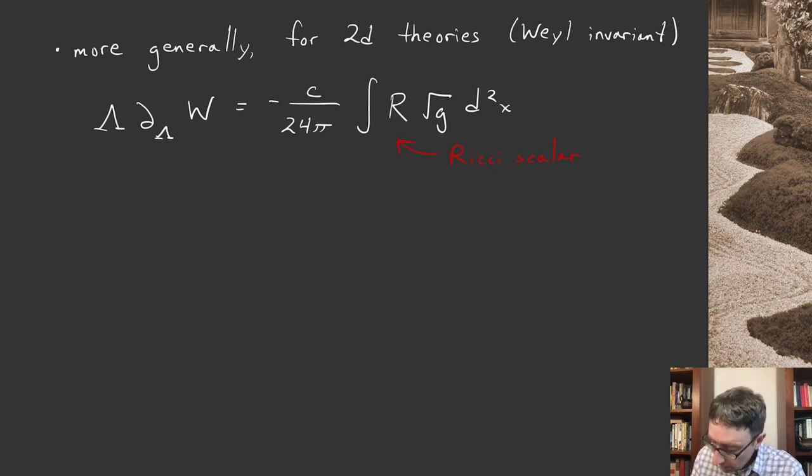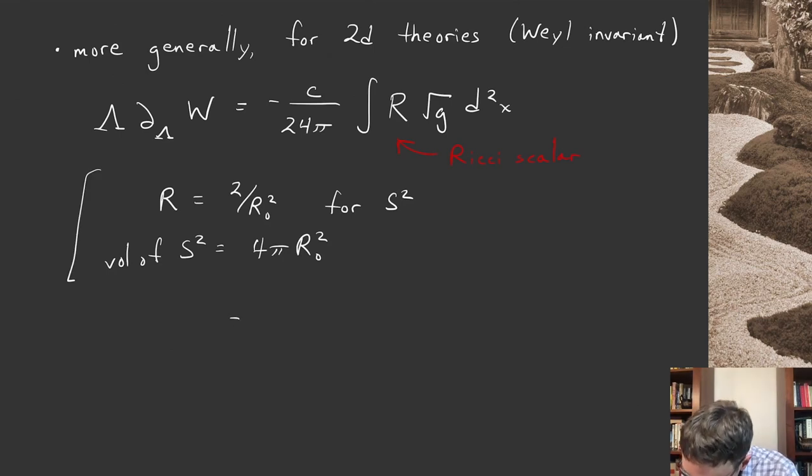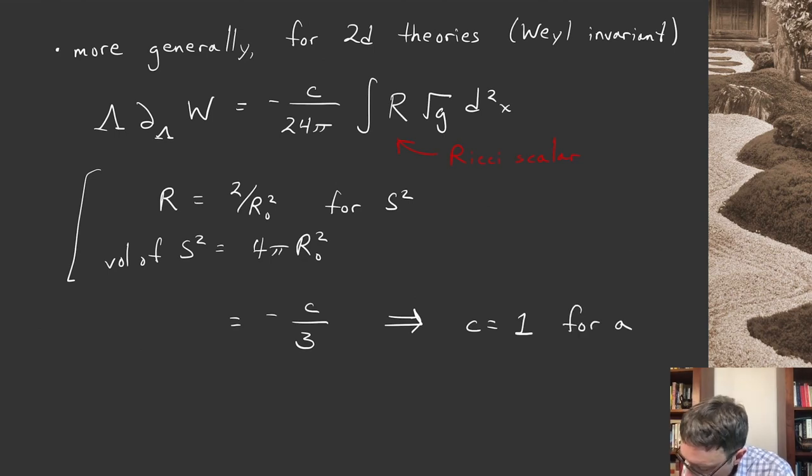Okay, so let's see what happens for our scalar field on the S2. The Ricci scalar should be 2 over r naught squared for an S2, and the volume of our S2 should be 4 pi r naught squared. So the radius factors r naught cancel out, and this whole thing evaluates then to minus c over 3, which if I compare with my result on the previous page, means that c equals 1. C equals 1 for a free scalar.